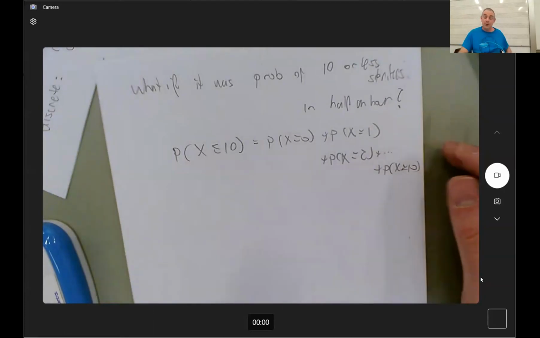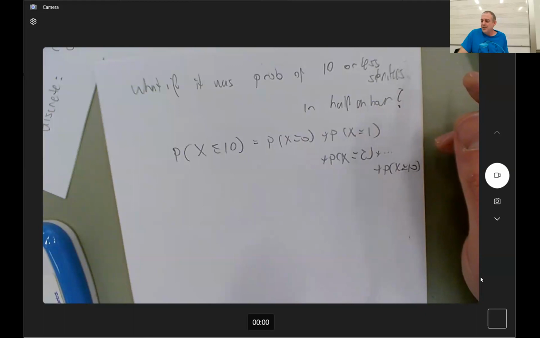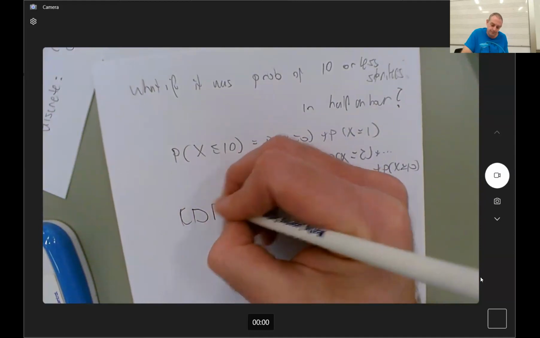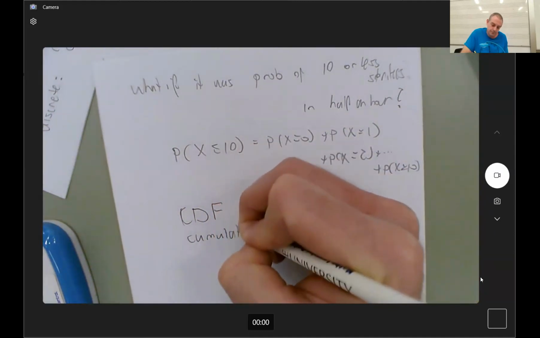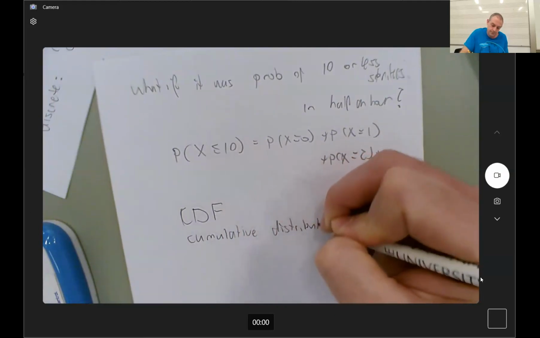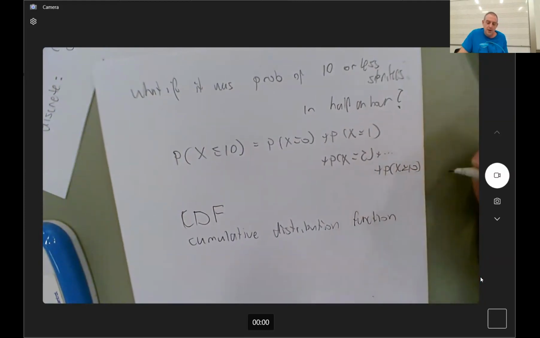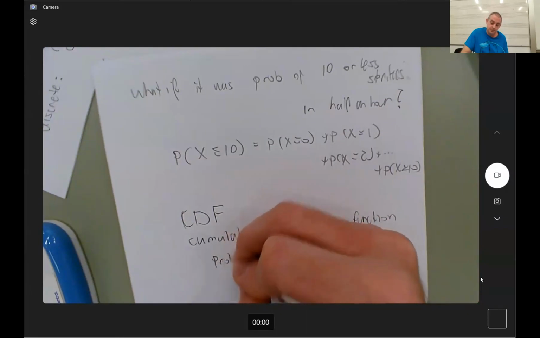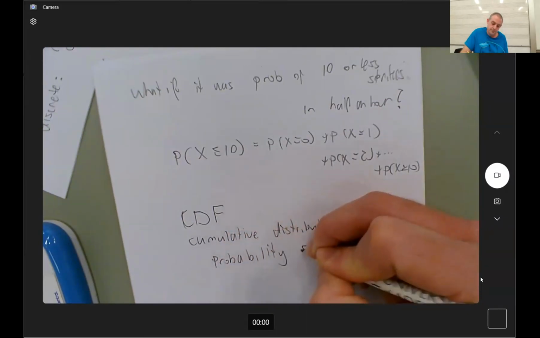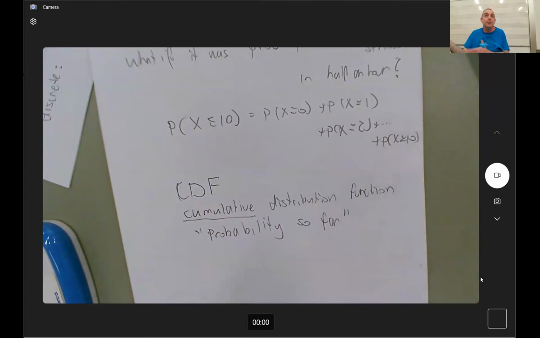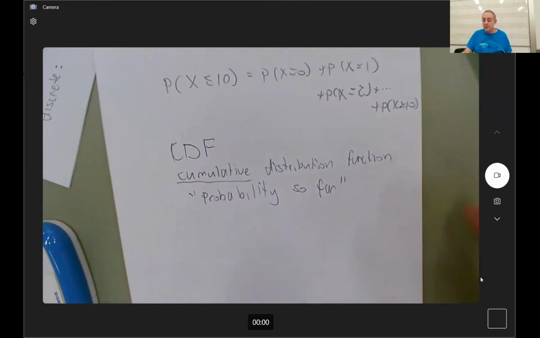But it is also worth noting, someone asked earlier about CDFs and PDFs. The CDF, the cumulative distribution function, or possibly cumulative density function, doesn't matter, is the probability so far. That's what that cumulative means. It means accumulate, like added up so far. So the cumulative distribution function is the running total of what the probability has been so far of all of the numbers up to this point.